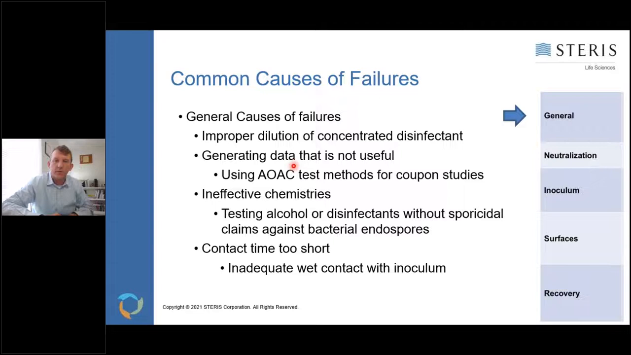Testing an ineffective chemistry. Alcohols are not going to be effective against spores. You looked at the hierarchy of susceptibility earlier. And if you're testing spores against a quat or an alcohol product, you're not going to expect to see activity.